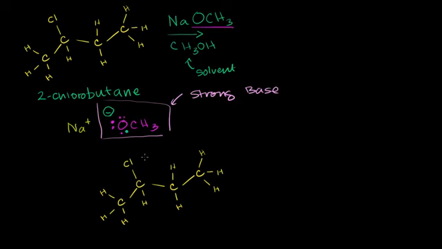I'll give you the most likely reaction to occur here, and we'll talk about other reactions and why this is the most likely reaction in future videos. So it wants to nab a proton. It is a strong base. It wants to give away this electron. So let's say that it gives this electron to this hydrogen right over here.